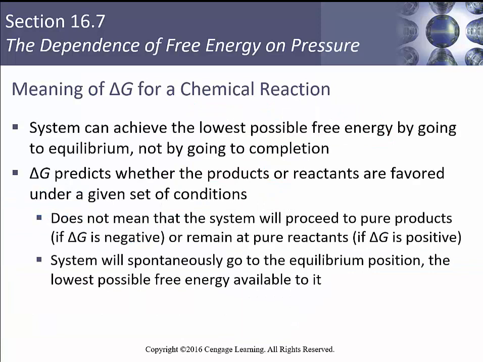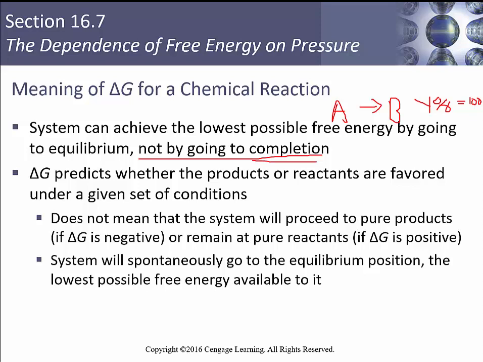Right? So what is the meaning of delta G for a chemical reaction? A system can achieve the lowest possible free energy by going to equilibrium and not by going to completion. Right? So that's why you're not going to see A goes to B, and we're going to have no A left over. And that's why you're never ever going to get a percent yield equal to 100. It's never going to be 100% yield, because you're going to achieve that lowest possible free energy by going to equilibrium, not necessarily to completion.